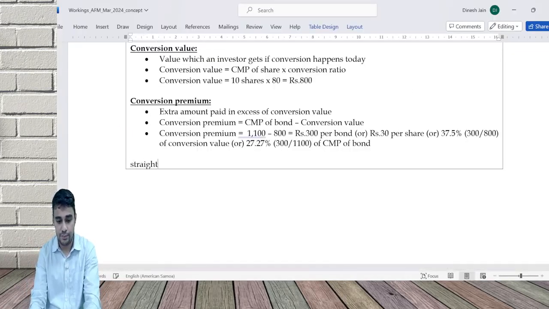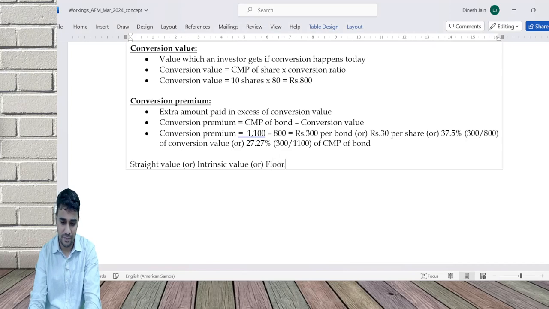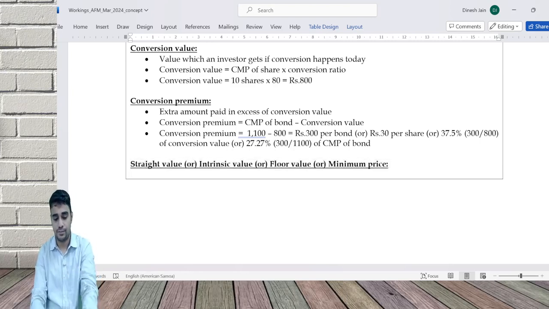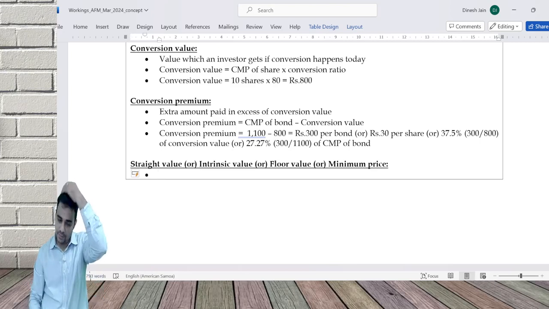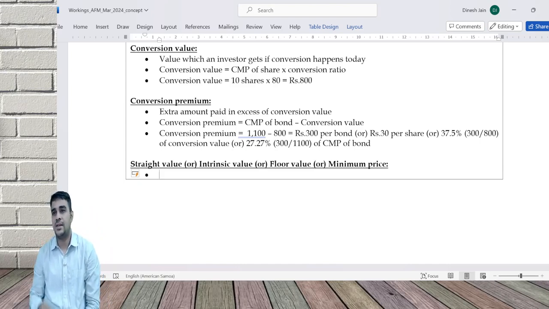Straight value, intrinsic value. Different names are there: floor value, minimum price. Straight, intrinsic, floor, minimum price. This is nothing but the present value of future cash flow discounted at the investors' required rate of return.